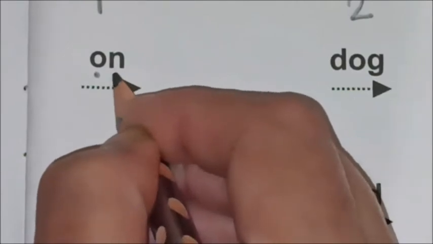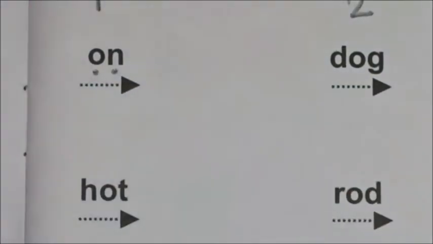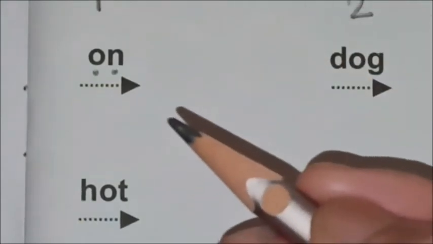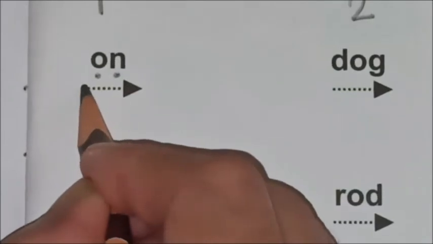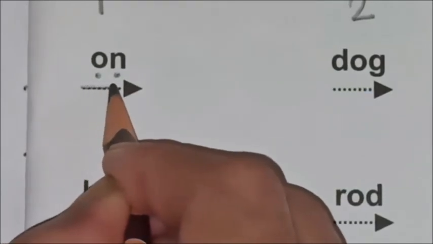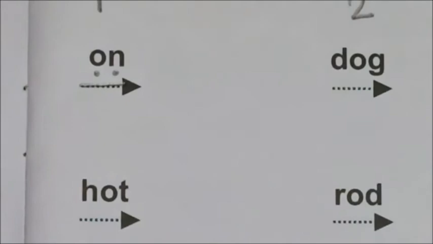One dot for o, one dot for n. Pencil on the on arrow. Join and read. On, on. Good.